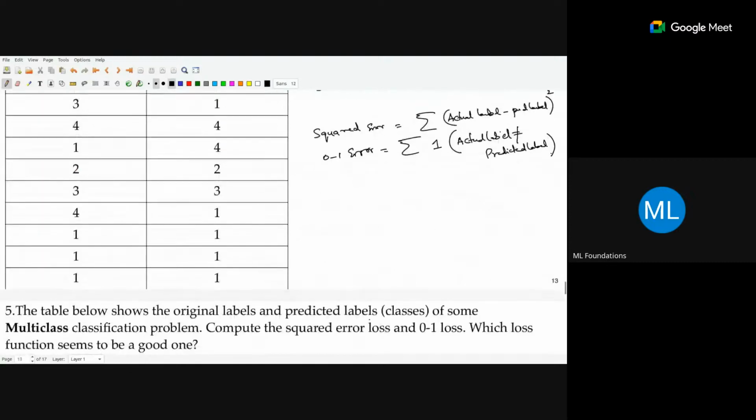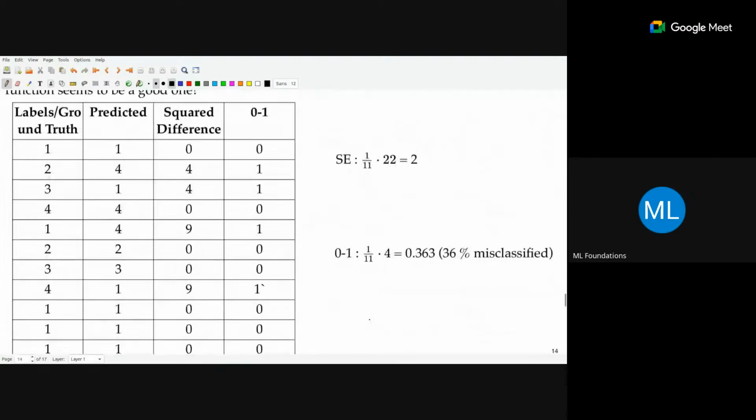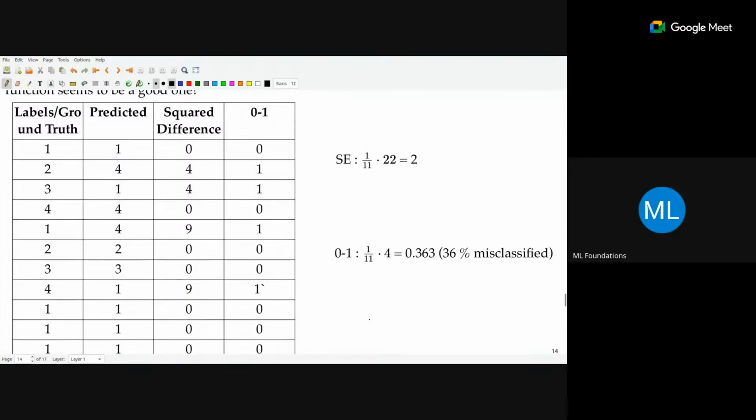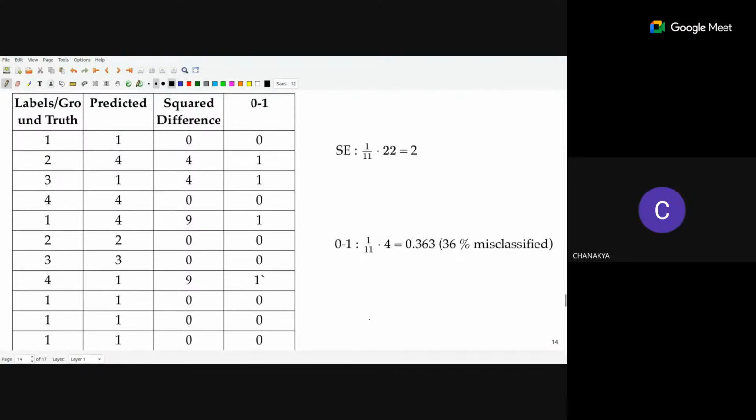Okay, so let us see. We got 2. Let's see the squared error, why it is 2. I got 2 as well, sir. You got 2, is it? Yes, sir. Okay. So here they have divided by 1 by 11.